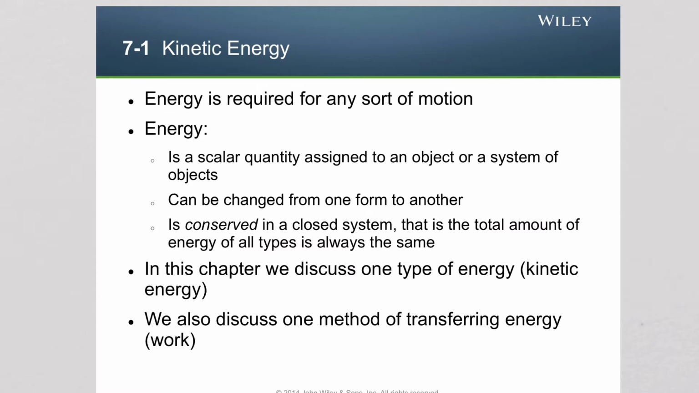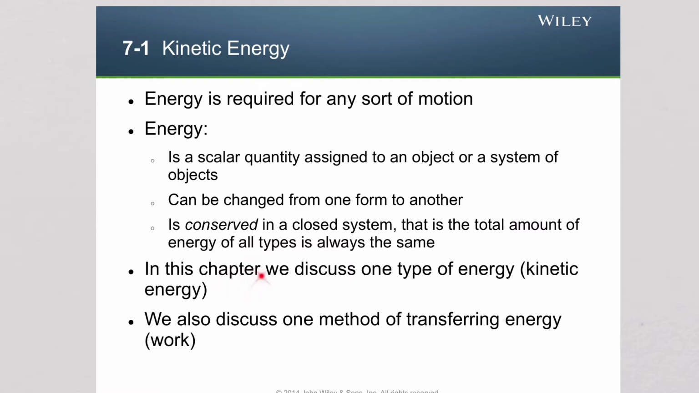Energy is also conserved in a closed system, which means that the total amount of energy of all types is always the same. What is a closed system? A closed system would be a collection of bodies that are isolated from their surroundings and do not interact with them. Those bodies can only interact between themselves or with each other. And so in this sense, no energy can come into the system from outside, and no energy can leave the system. And then the total energy of the system will always be conserved.